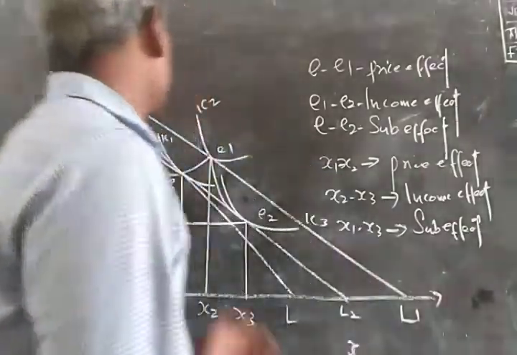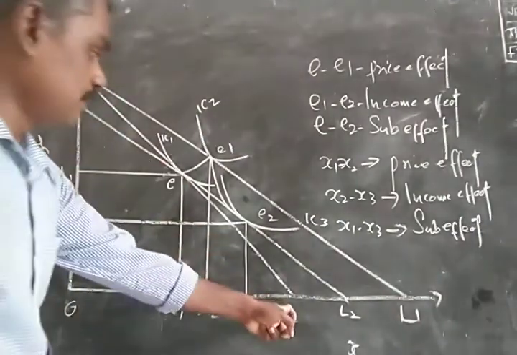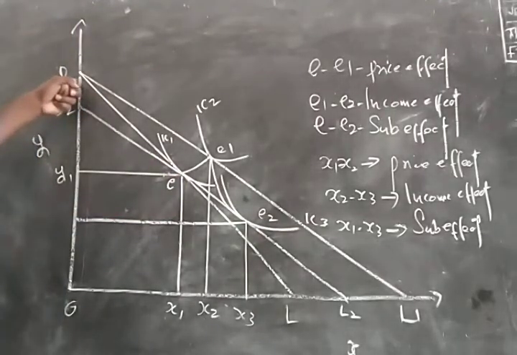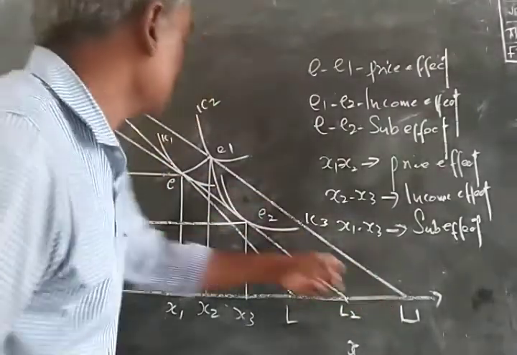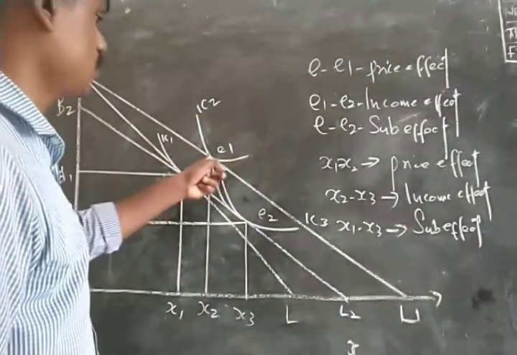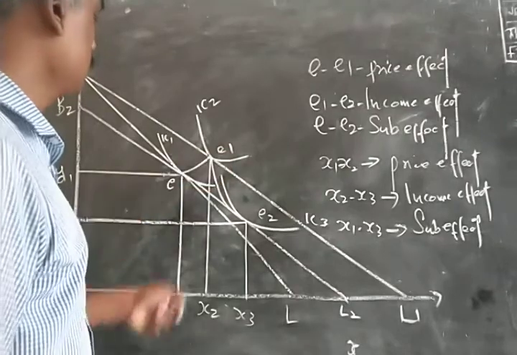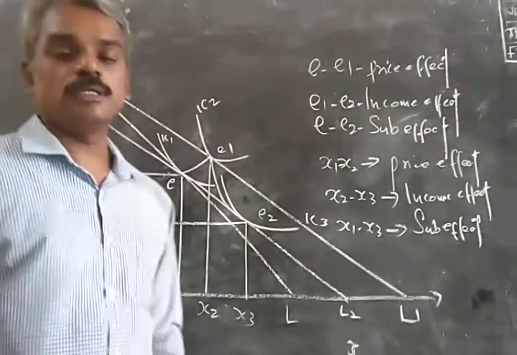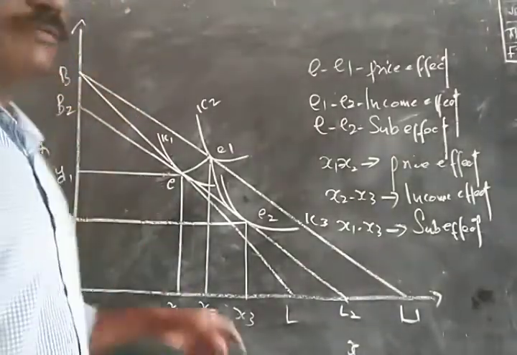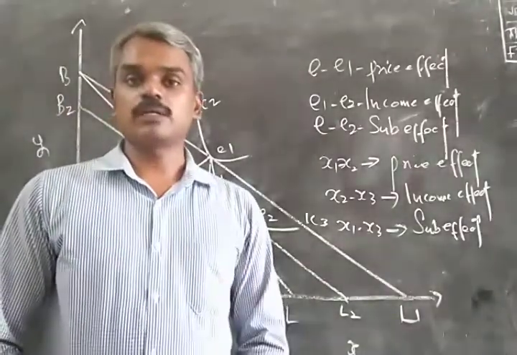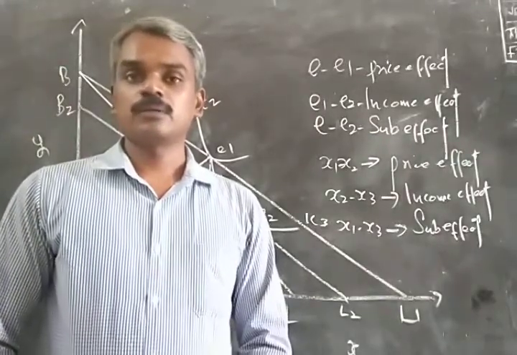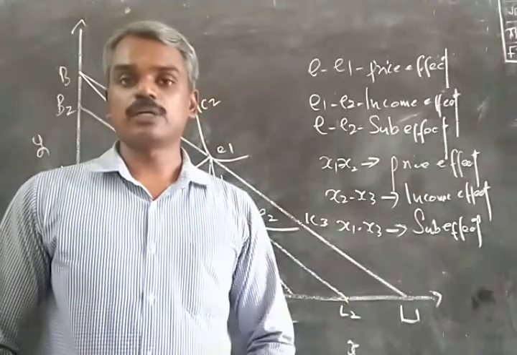Okay, once again, the initial budget line is given by BL. The consumer was in equilibrium at E. When the price of X fell, the budget line rotated to BL1. The consumer moved to E1, where he was on indifference curve IC2, tangent to budget line BL1 at E1. So this movement from E to E1 is the price effect, because it happened when the price of X fell. This price effect consists of two separate effects: the income effect and the substitution effect. So we have to decompose these two.